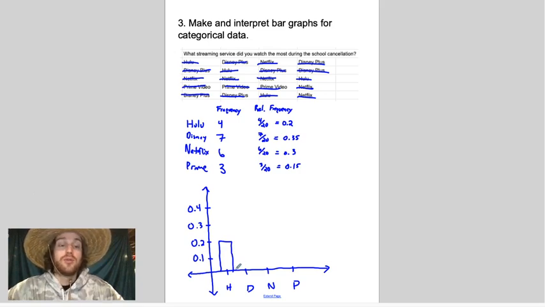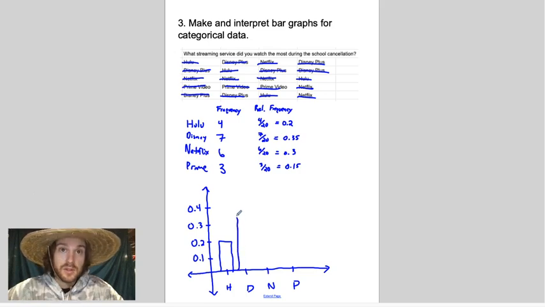The YouTube videos for you, sound effects are going to cost you. Disney Plus 0.35. Coming up this way and across.